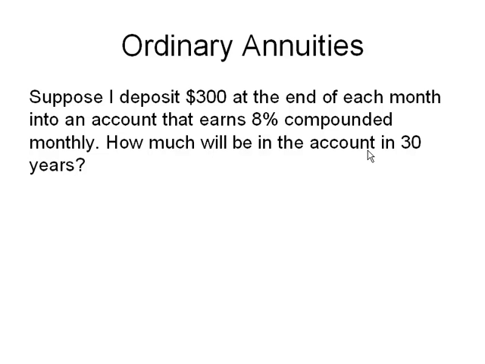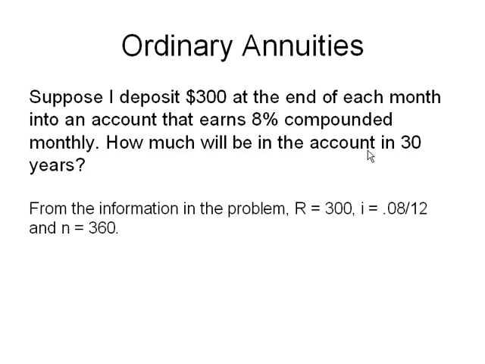So I'm kind of thinking of this as a retirement thing. Each month I'm going to go ahead and put in $300. 8% compounded monthly, well, that'd be a reasonable thing for the stock market to do. From the information in the problem, my payment R is $300. My interest rate per period is 0.08 divided by 12. And since I'm doing this 12 times a year for 30 years, that means 360 periods.